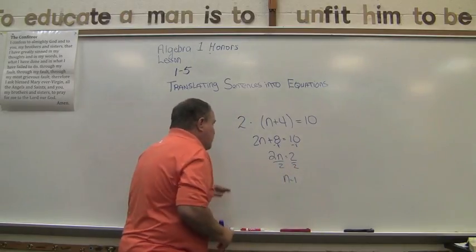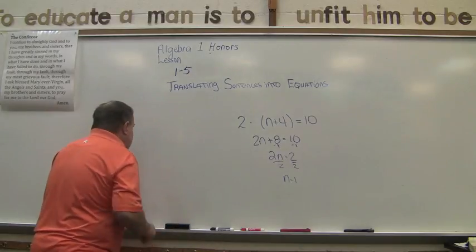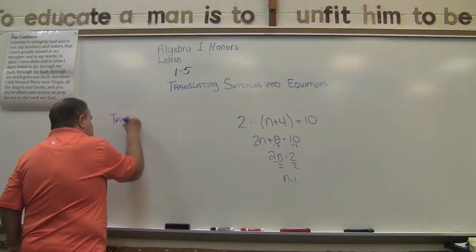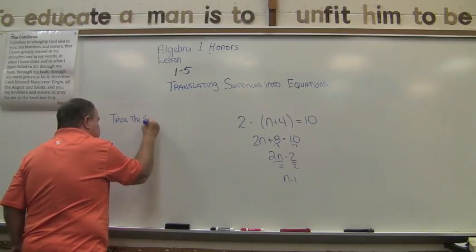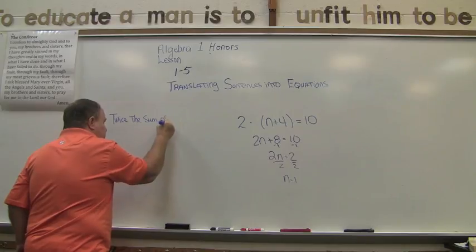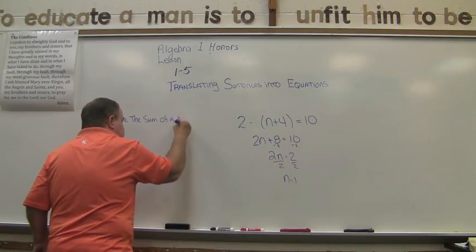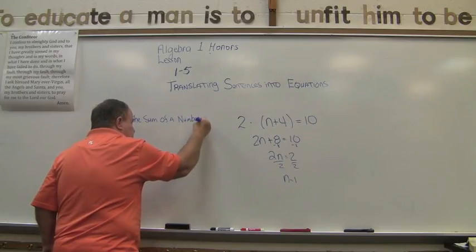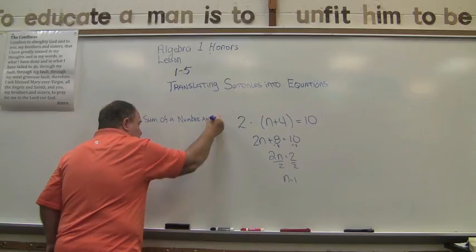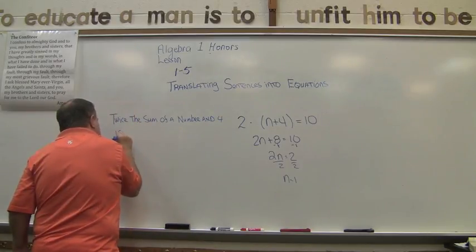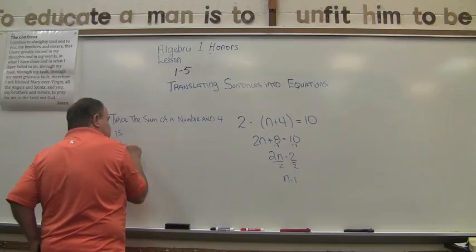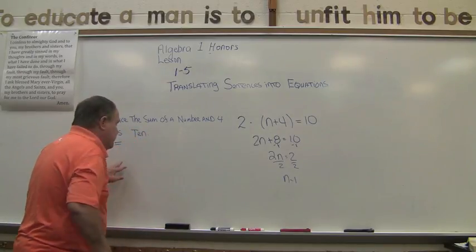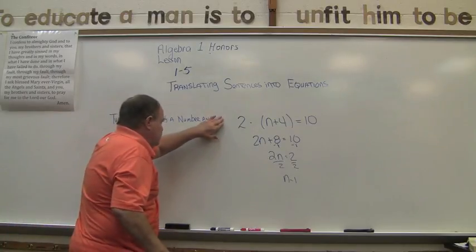So what the English language said here was twice the sum of a number and 4, and then we have the word "is," which means equal, is 10. You see this is all in English language. There's no numbers here except 4. I should have put the word 4 here.